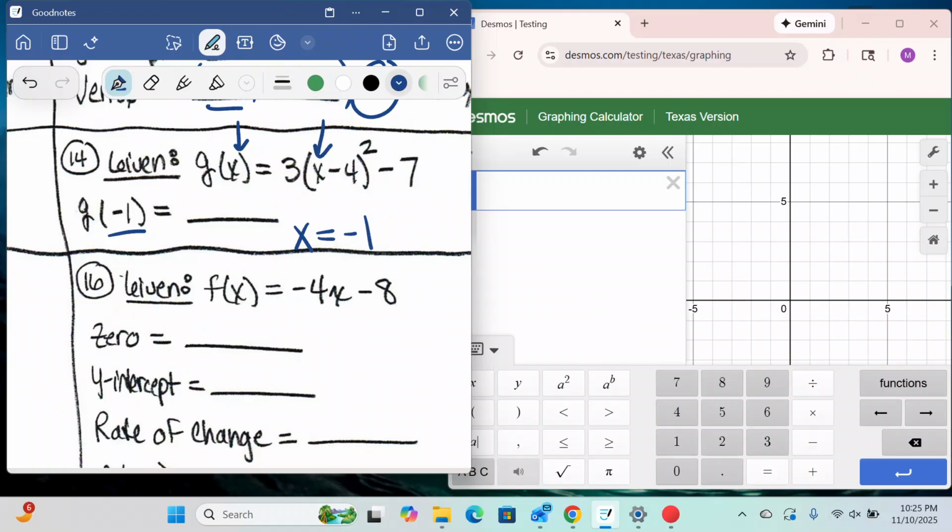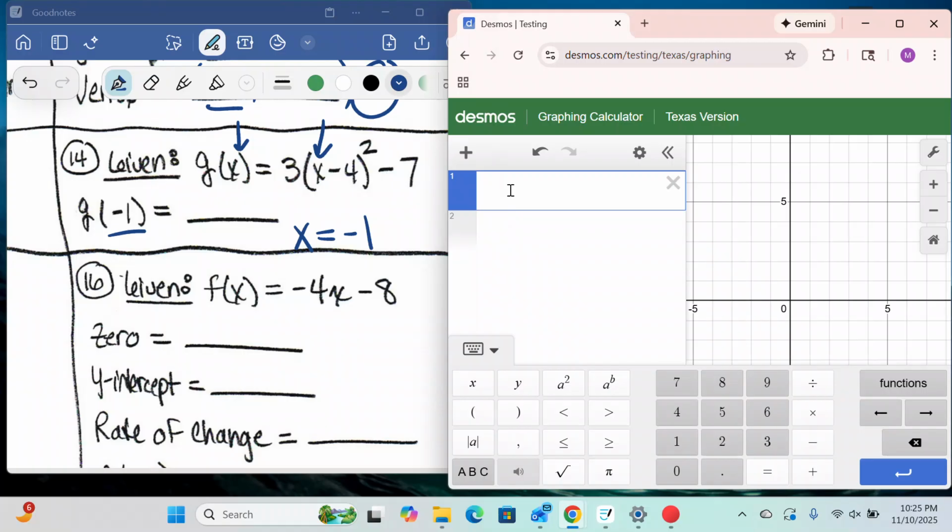So in place of x, all we're going to do is input -1, and it's going to pop out our answer. And of course, Desmos does all the work for us. So I'm going to put 3 open parentheses. And what is x? -1. So I'm just going to input -1 minus 4, close parentheses, quantity squared, which is the a squared, minus 7.